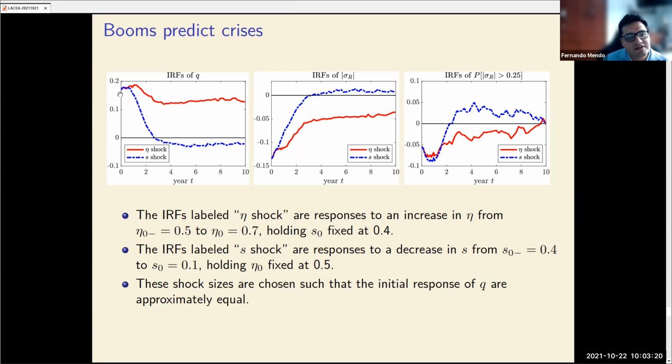So after a boom, you can see what happens on average. This is after running like 10,000 years of simulation. The capital price, in a couple of years, is probably going to be below the unconditional mean. The volatility in the boom is low, but it's going to go up and be above the unconditional mean. More clearly than the volatility, you can see that the probability of high volatility is really high. So the probability of a volatility crisis, a couple of years out, is going to be very high, above the mean. Okay.